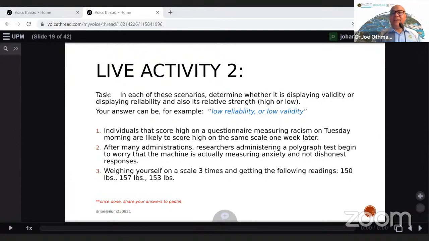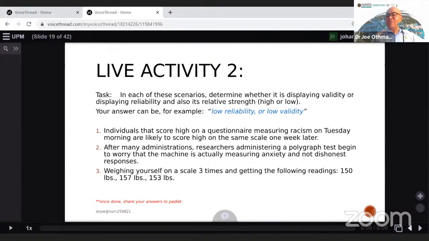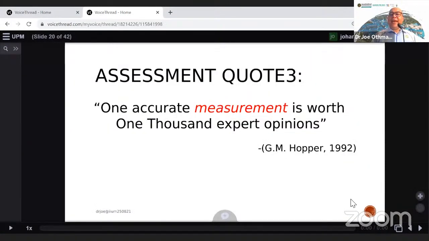Okay, next, enough of that. Right. I think we use a lot of that as well. Yes, Alhamdulillah. I'm sure all of us are experienced there. Okay. Next one. Assessment quote 3.